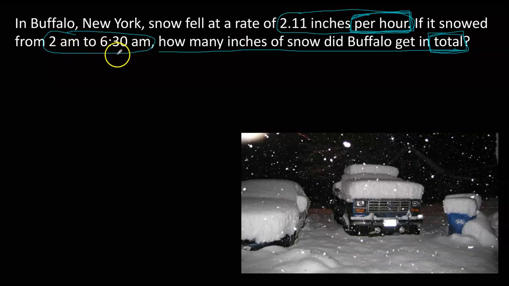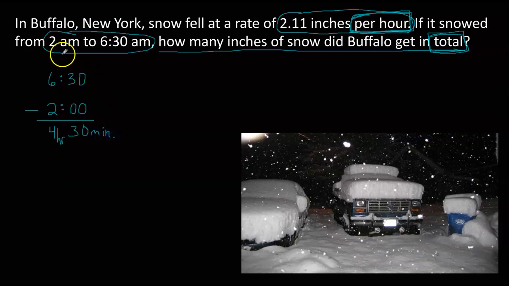It snowed from 2 a.m. to 6:30 a.m. So to figure out the total number of hours that it snowed, I'm going to subtract, to think about how much time has passed. 0 minus 0 is 0. 3 minus 0 is 3. And 6 minus 2 is 4. So this represents 4 hours and 30 minutes have passed.